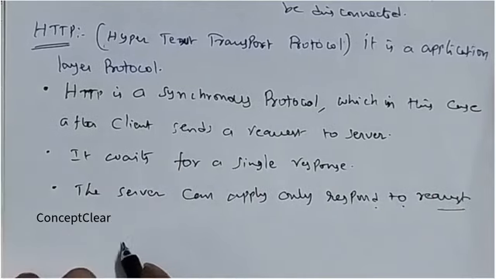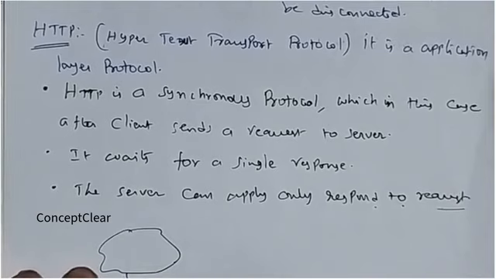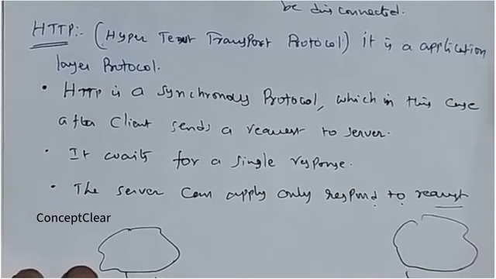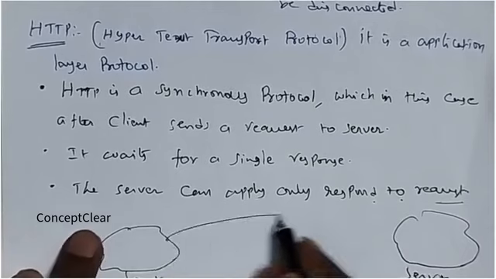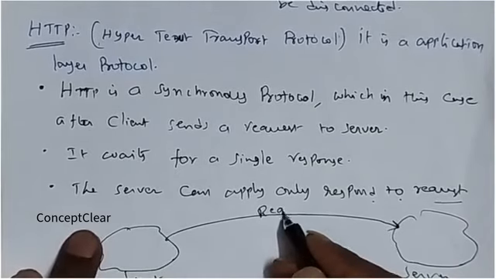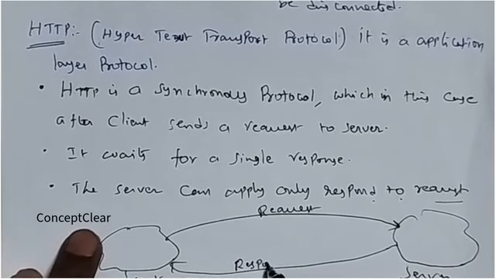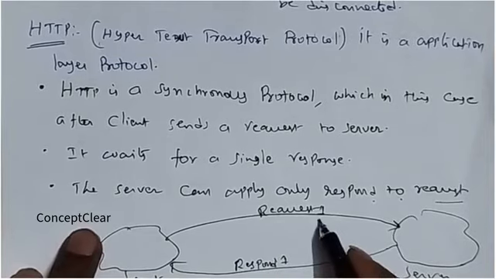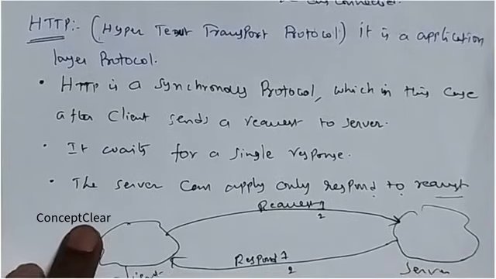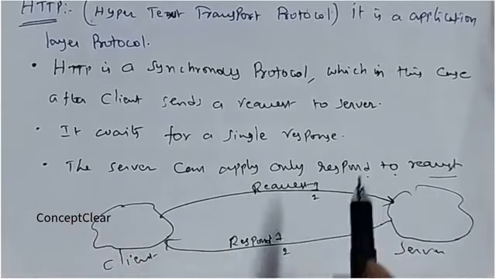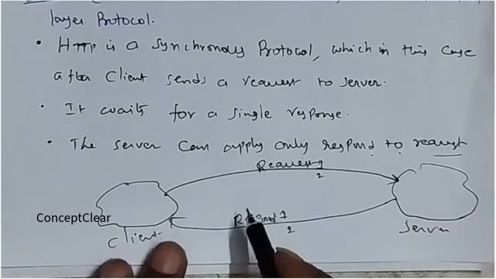Here this is the client, this is the server. First, the client will send the first request, and the server will send the first response. After that, the client will send the second request, and the server will send the second response. This procedure is executed with the help of the HTTP protocol.